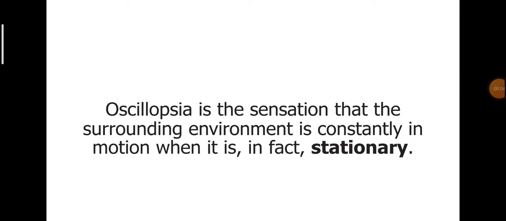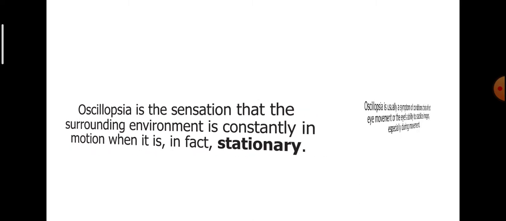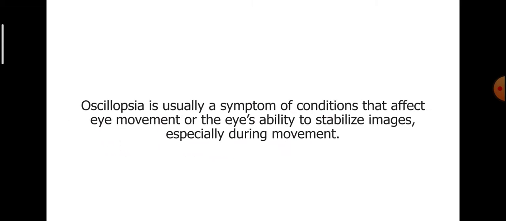Oscillopsia. Oscillopsia is the sensation that the surrounding environment is constantly in motion when it is in fact stationary. Oscillopsia is usually a symptom of conditions that affect eye movement or the eye's ability to stabilize images, especially during movement.